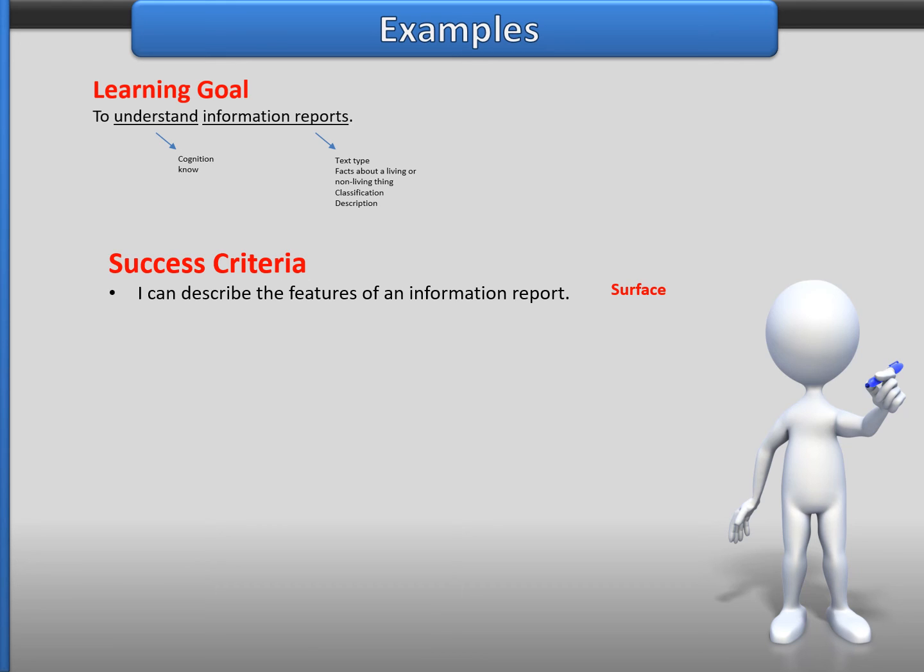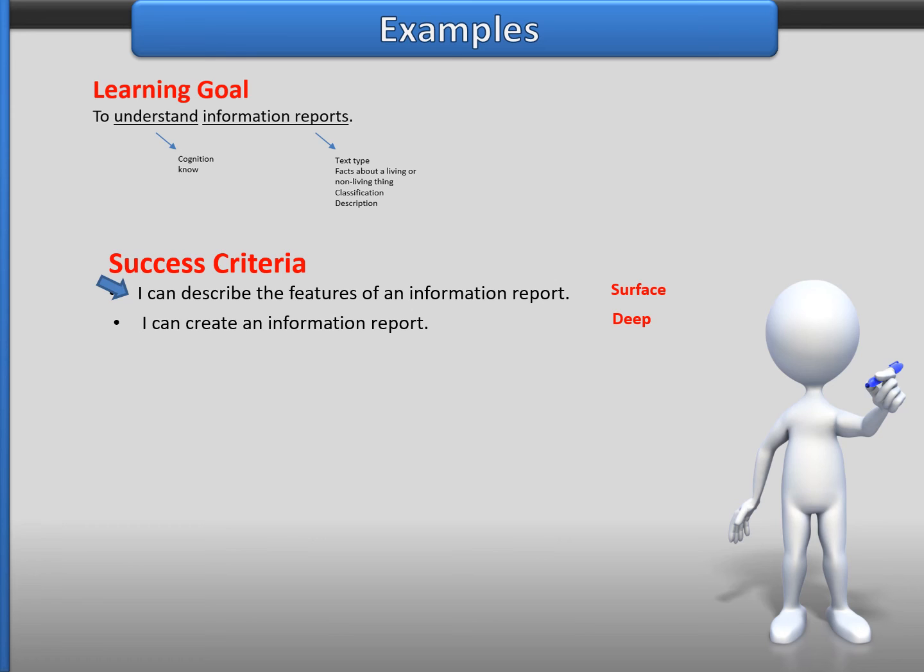The first is I can describe the features of an information report. So this is at a surface level, and I can create an information report. So this is at a deeper level. This also acknowledges that students need to be able to describe language features at a surface level before they can then go and apply this understanding to create one.